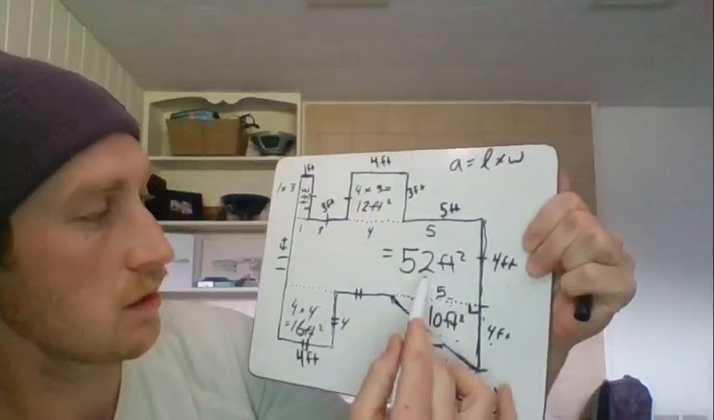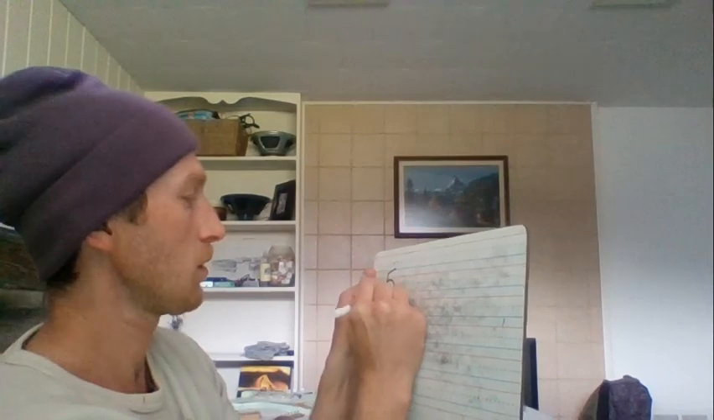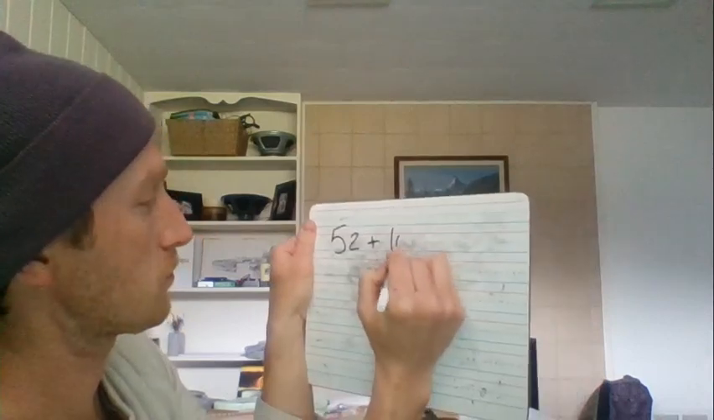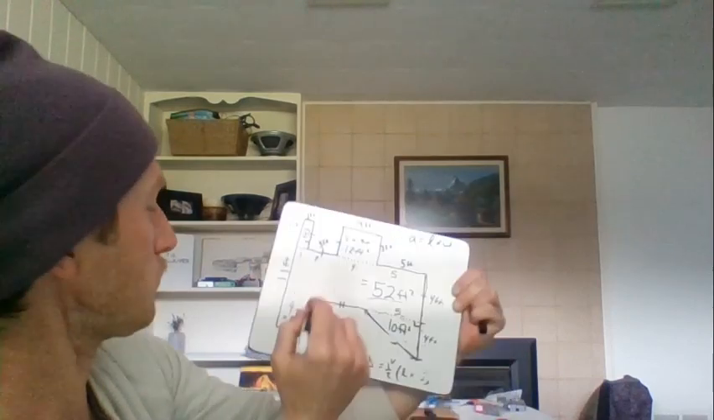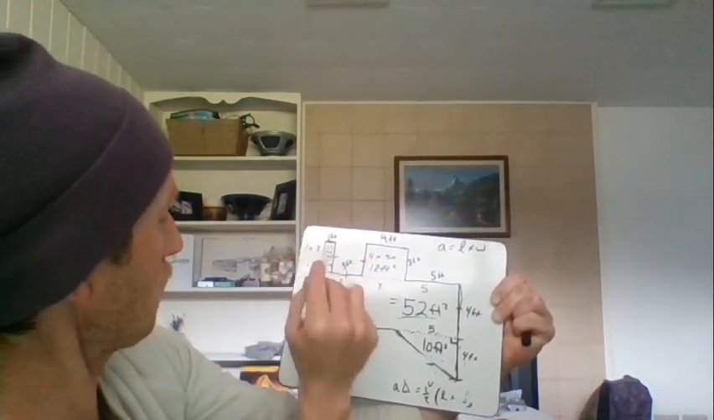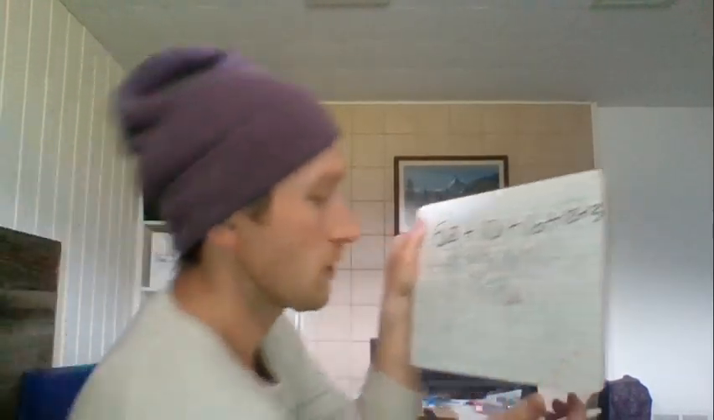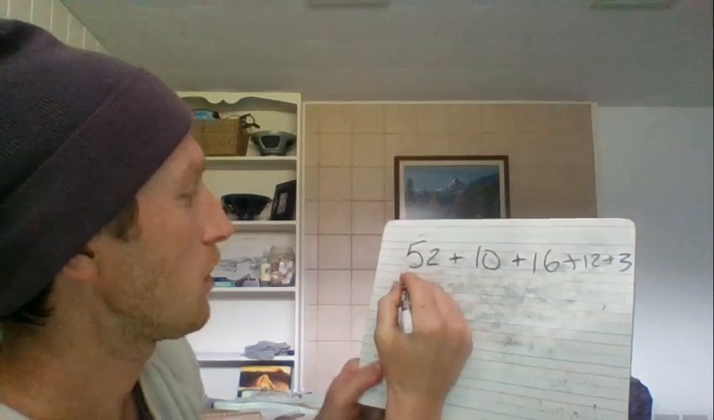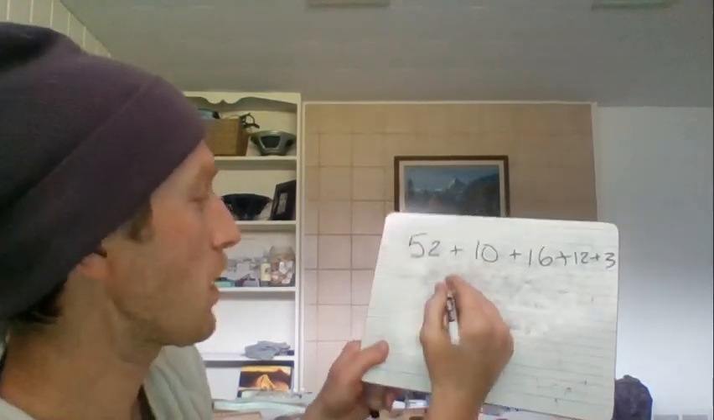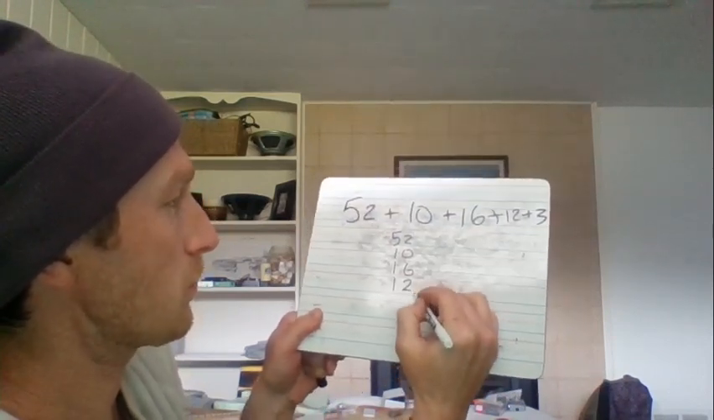So I'm taking every single area that I found, all the boxes, adding them together. So let's start with this one, 52 feet squared. 52 plus 10 feet. This one was 16. 12 feet and then 3 feet. Plus 12 plus 3. I need to add all of those together, and then that'll give me the area of the entire tiny home. So the way I'm going to do this, I'm going to line them all up. I'm going to go 52 plus 10 plus 16 plus 12 plus 3.